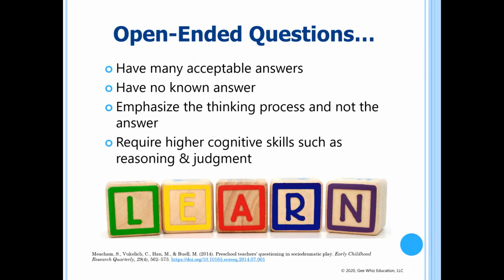So, open-ended questions are so powerful because they have many acceptable answers, like we just talked about. And a lot of them have no known answer. There's not necessarily a right or a wrong. And while, like the moon question, we may know the science as adults why people don't live there, I will be the first to admit that I don't know all the science. So a lot of times there's no known answer to an open-ended question. They emphasize the thinking process and not the answer. And that's what I really want to get at here.